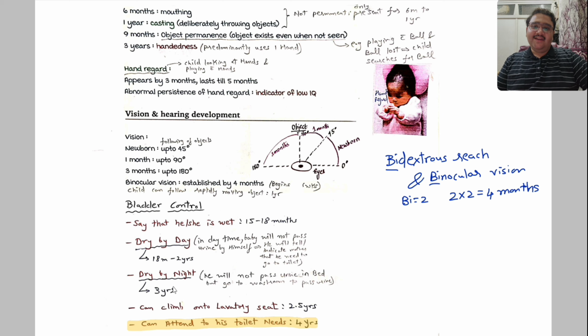And dry by night means he will not pass urine in bed. But he will tell his parents that he wants to pee or something like that. So dry by night at 3 years. Baby can climb onto the toilet seat by 2.5 years, and he can attend to his toilet needs by 4 years.